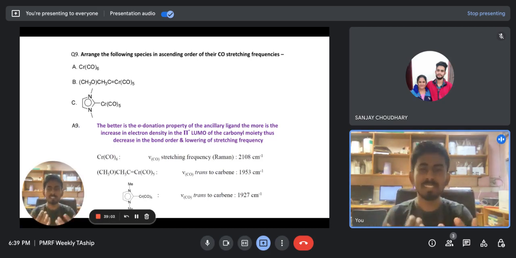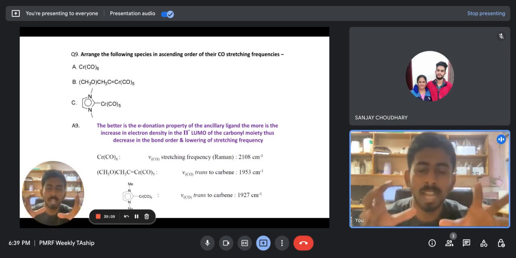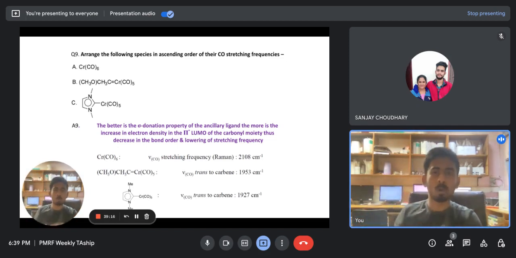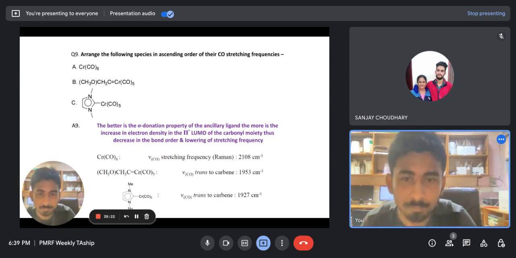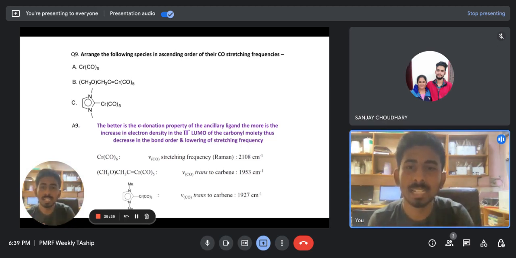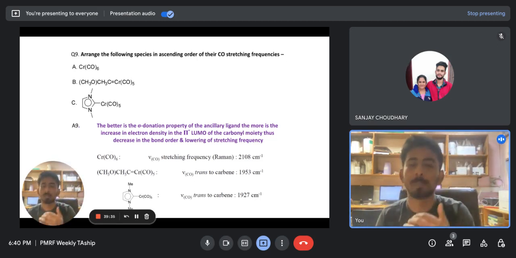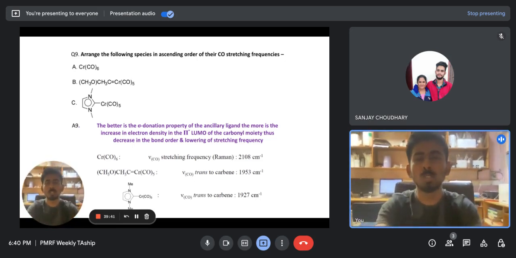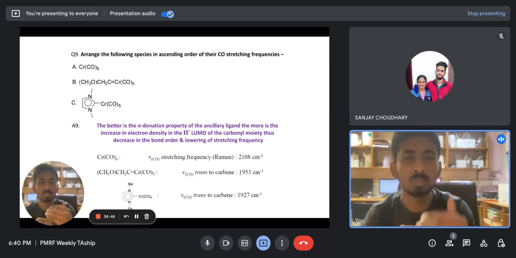So when the CO has this extra electron in the pi star LUMO, the bond order drops, because the antibonding electron density increases. When the bond order drops, the bond strength also decreases, and that's why the stretching frequency in either IR or Raman also decreases. So we have come to the conclusion that the better the sigma donation property of the ancillary ligand, the more the electron density on the metal center. The metal center will throw the extra electron onto the pi star LUMO of the carbonyl. When the pi star LUMO has the extra electron, the bond order drops and the stretching frequency is lowered.